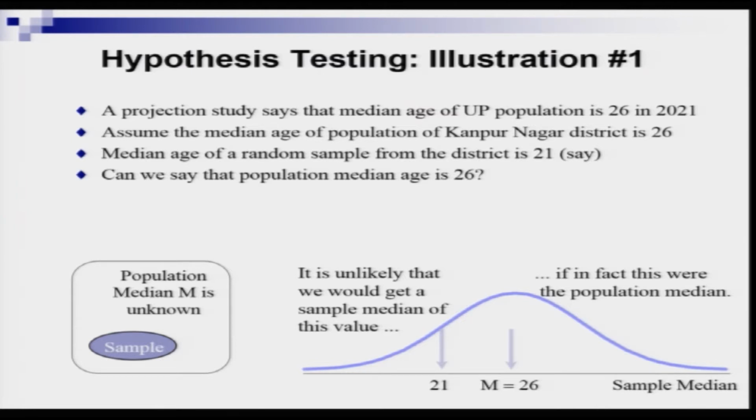But if it is correct, then what we have obtained from our sample, which is 21, is way off from the number 26. So, it is highly unlikely that we would get a sample median of, say, 21, if indeed the population median is actually 26. But these are all done in a subjective manner, by eyeballing and making subjective judgments. What can we do statistically? That is the subject matter of hypothesis testing.